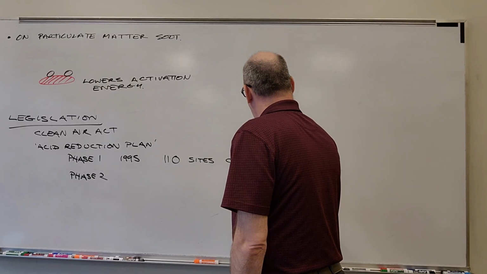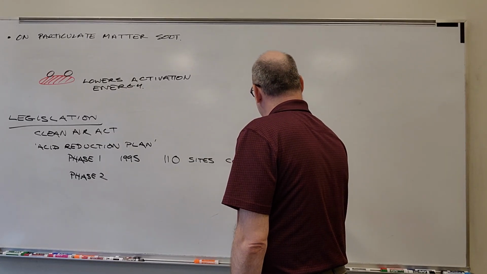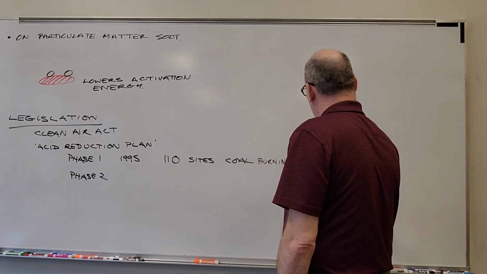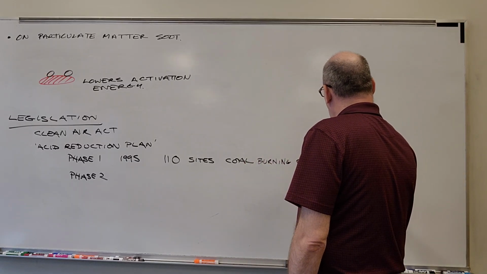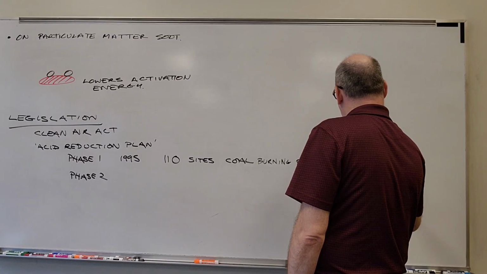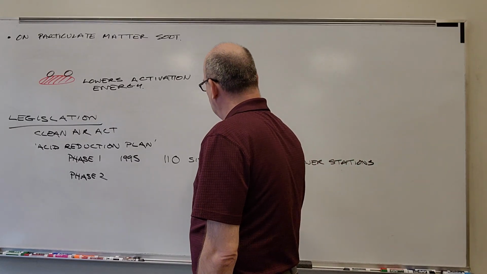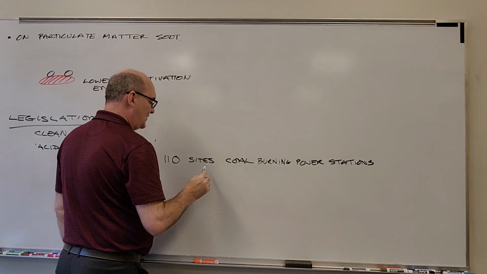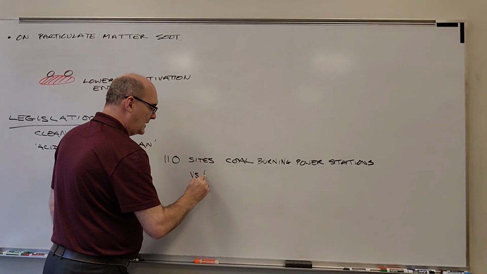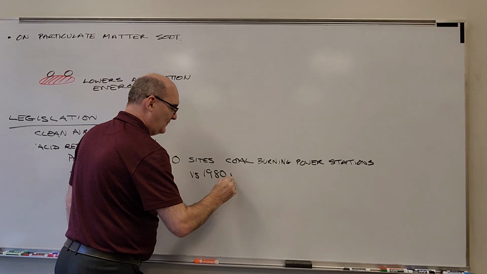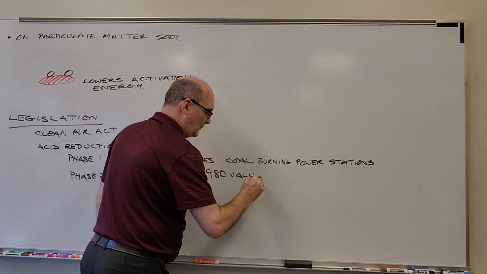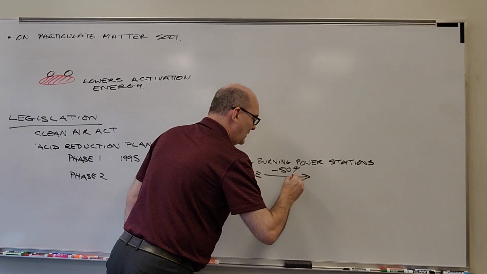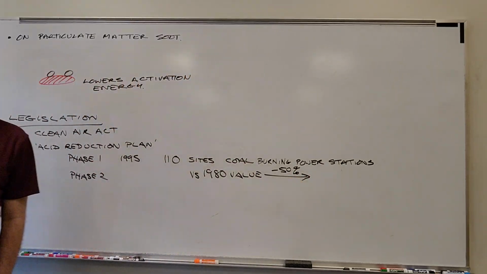So 110 coal burning power stations start. And they are told that they have to reduce versus the 1980 value. They need to reduce their emissions by 50%.